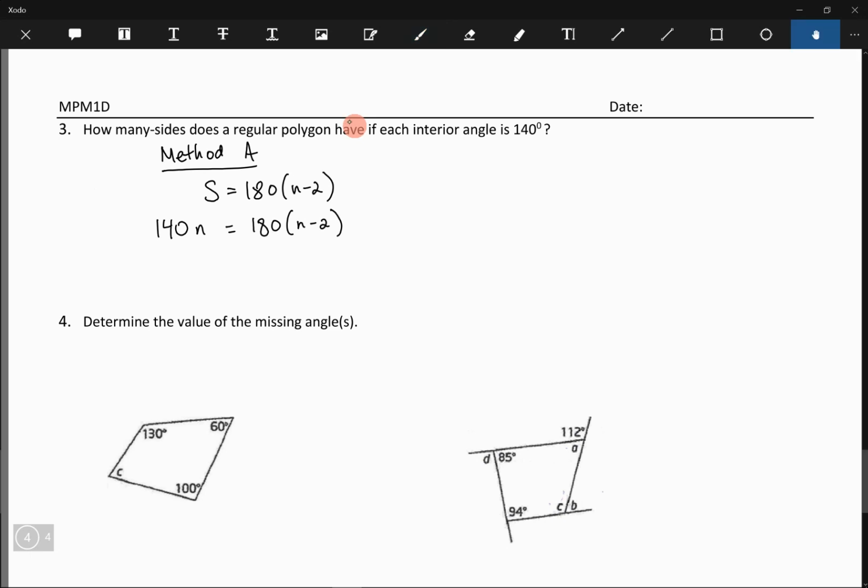Here I'm going to have 140n equals 180n minus 360 when I expand the right side. If I subtract 180n from both sides, I'm going to have negative 40n equals negative 360. Divide both sides by negative 40, and n is going to equal 9. So this is going to be a 9-sided polygon.